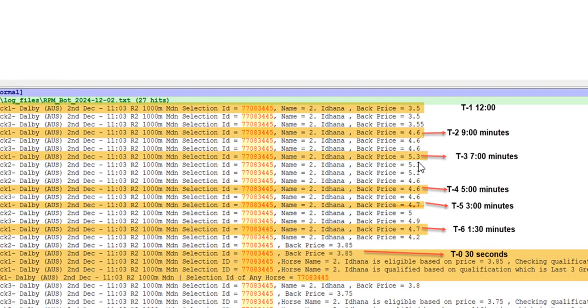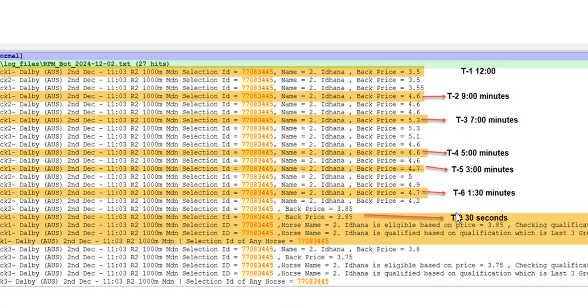T3 is 7 minutes out, the price is 5.30. T4 at 5 minutes, the price is 4.60. T5 at 3 minutes, the price now is 4.70. And T6, 1.5 minutes before the official start, it's 4.70. So it's got those six prices, and then at the 30-second mark, which is when we've said we want the bets to be placed, it locks in the price, which is 3.85. That 3.85 is what anchors the colours to all of these prices up here.